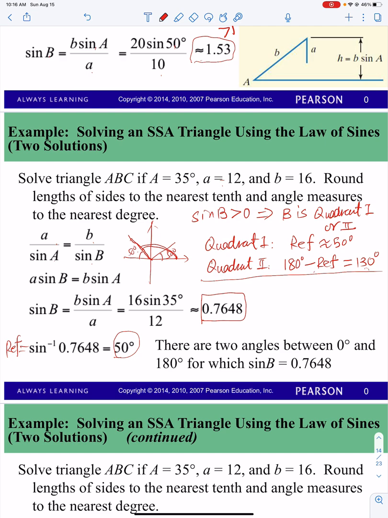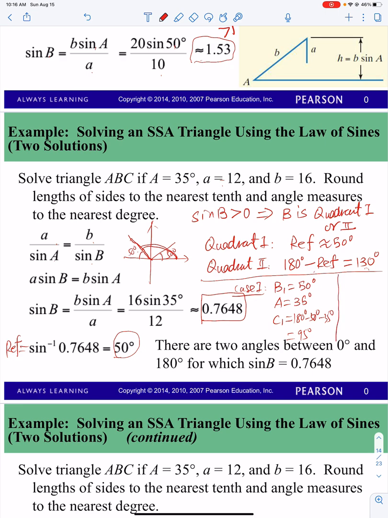And how could we decide whether they are working? So case 1. B1 will be what? 50 degrees, yeah? What's your A? 35 degrees. What will be your C1 then? 180 minus 50 minus 35 equals what? 95 degrees, yeah?